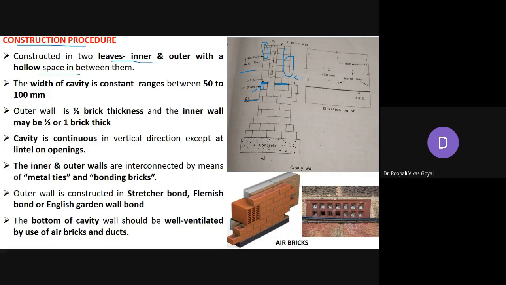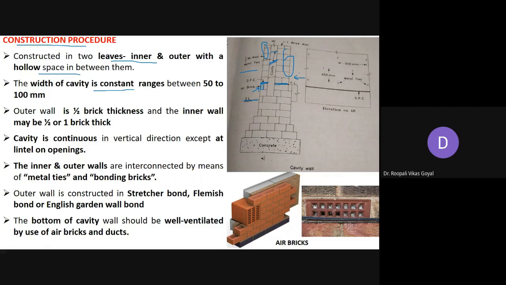Okay, just to provide the proper ventilation. And this cavity that is provided in between both the walls, and both the walls are connected with the metal ties at certain regular intervals. Okay, so the width of the cavity is constant.